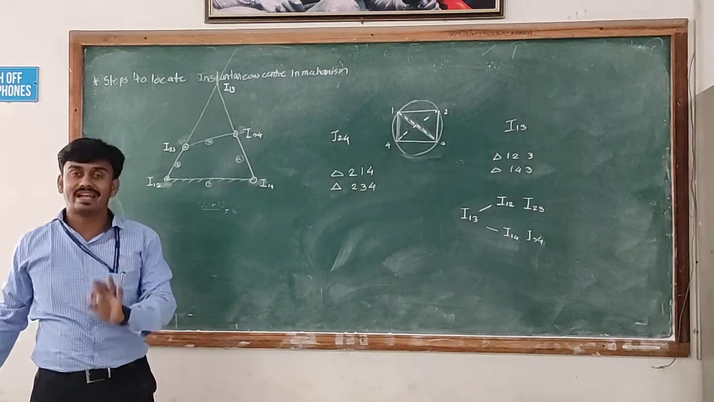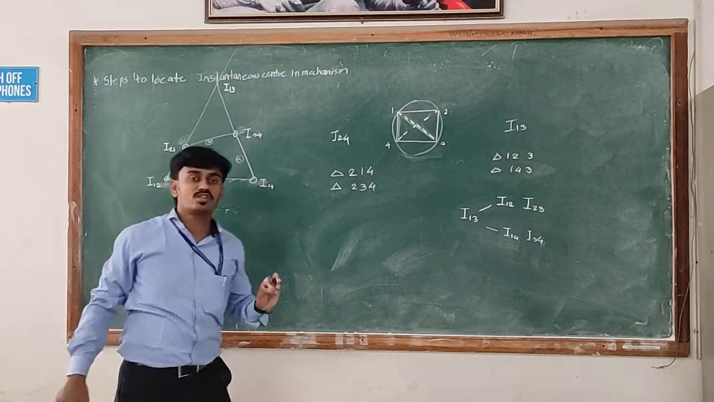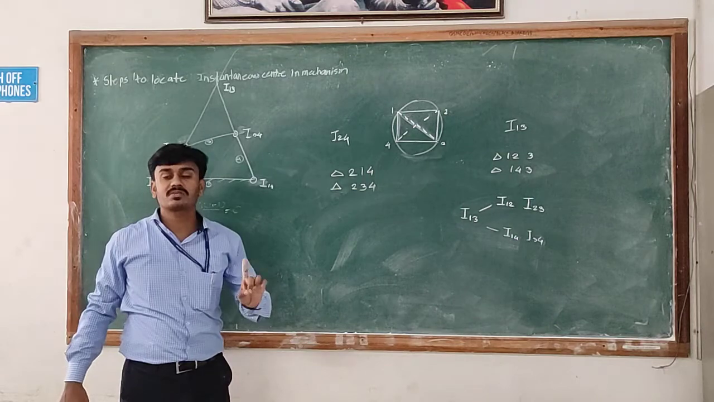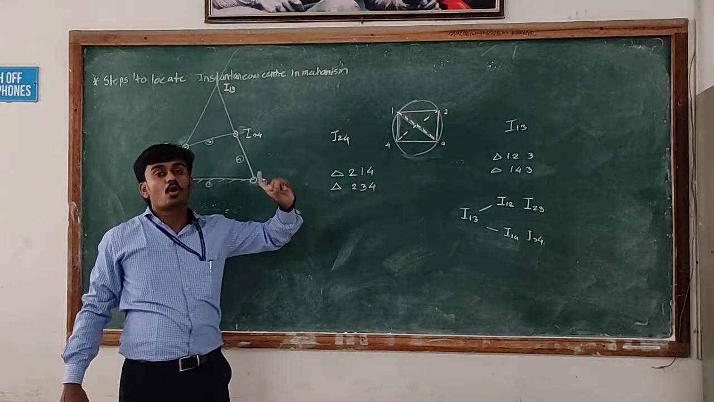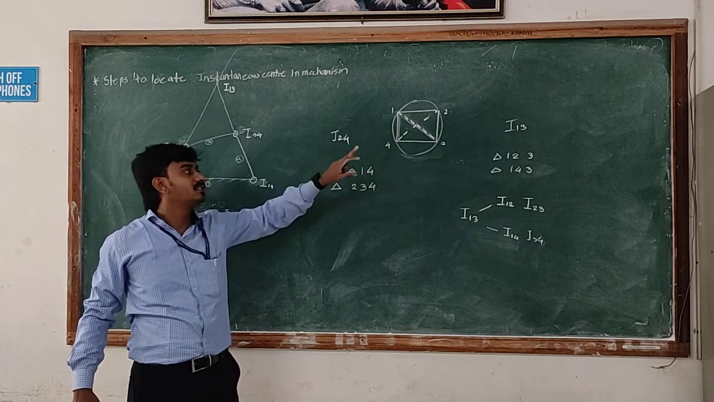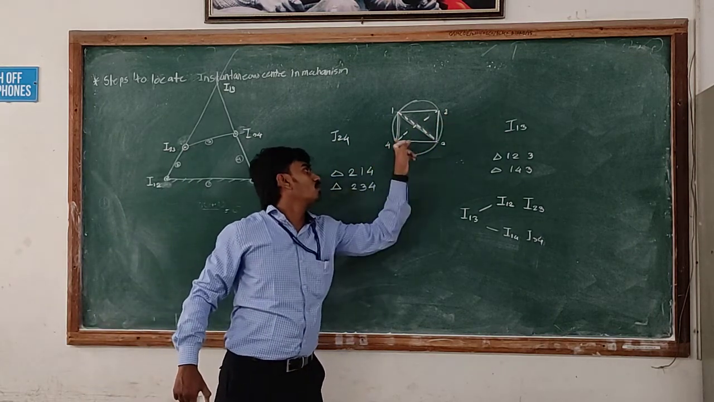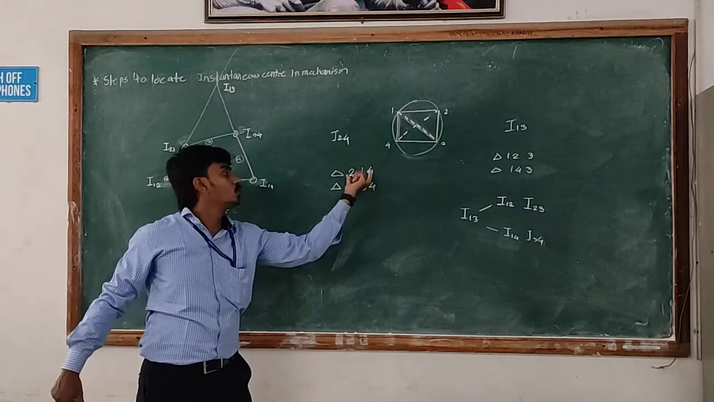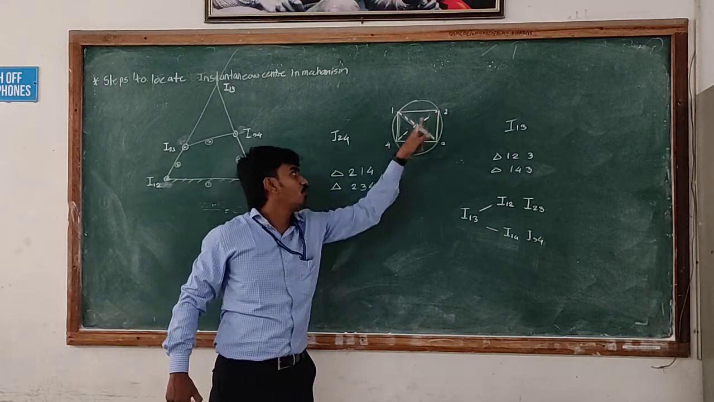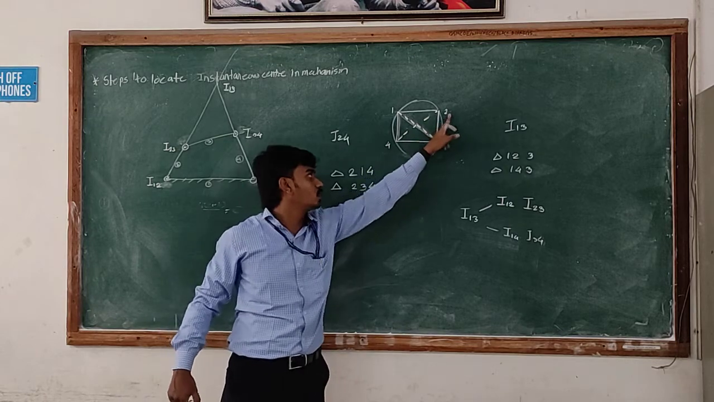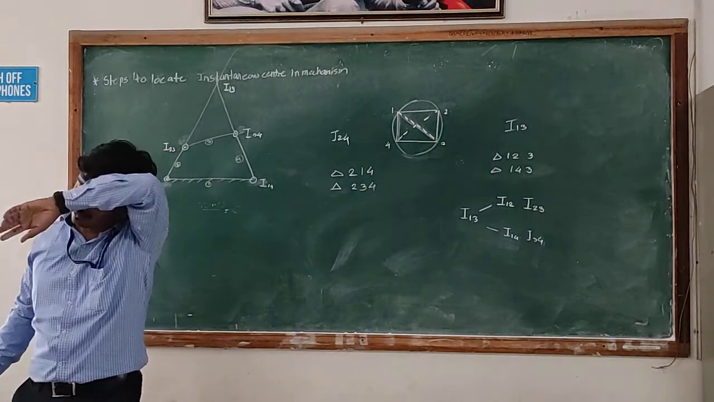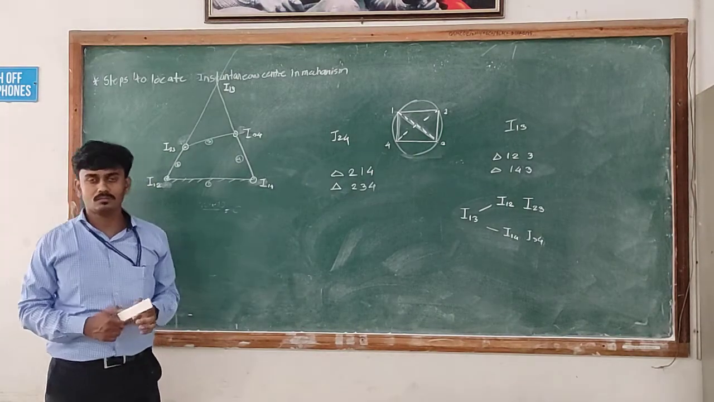How to select the triangles? The triangles should be selected in such a way that the common side is these 2 points. Here 2 4 should be the common side between these two triangles. If we consider triangle 2 1 4, 2 4 is common, and if we consider triangle 2 3 4, the side 2 4 is common. In this way, we need to select the triangles.